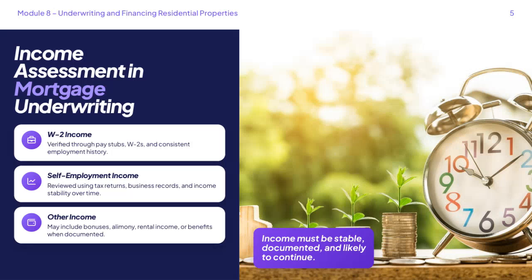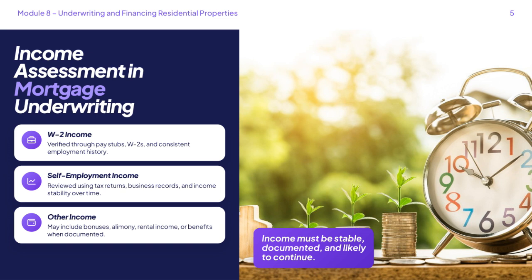When assessing income in mortgage underwriting, there are several key types of income we consider. First, W-2 income, which is typically verified through pay stubs, W-2 forms, and a consistent employment history. This helps confirm that the borrower has a steady and reliable source of income. Next, we look at self-employment income. This requires a more detailed review involving tax returns, business records, and an evaluation of income stability over time. Because self-employment can be less predictable, it's important to ensure the income is steady and sustainable.